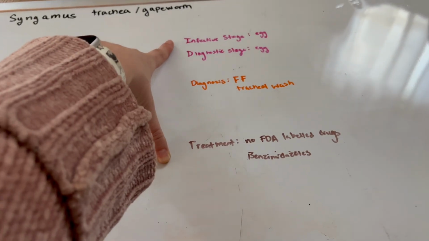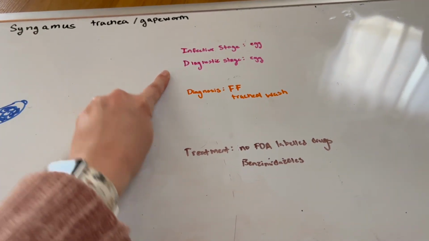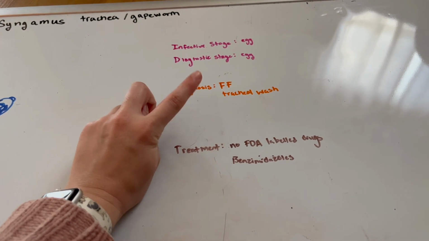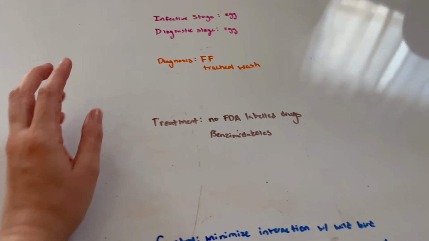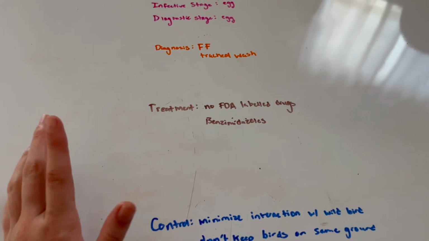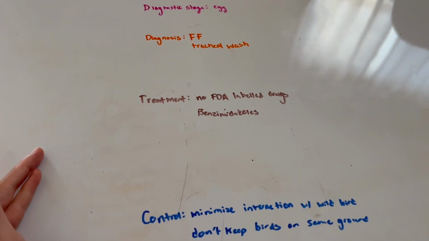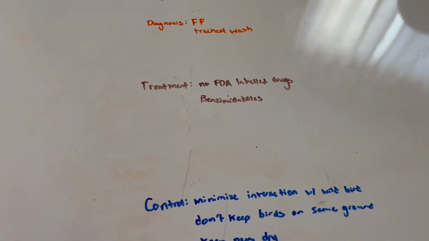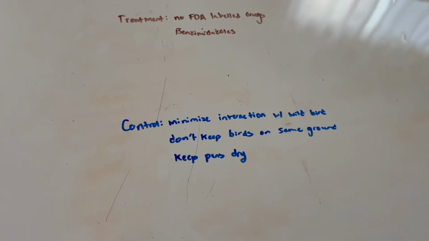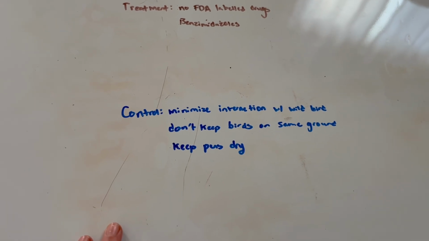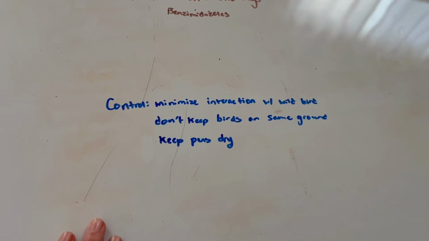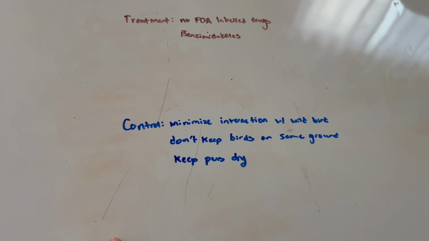Since it's a direct life cycle, infective stage is egg, diagnostic stage is egg. Diagnosis, you can do the fecal float, but you can also do a tracheal wash to be able to find the adults or the larva. Treatment, there is no FDA labeled drugs, but you can always use fenbendazole or the benzimidazoles group. Main way to control is just don't let them interact with wild birds. Don't keep the birds on the same ground, rotate them, and then keep the pens dry as well.